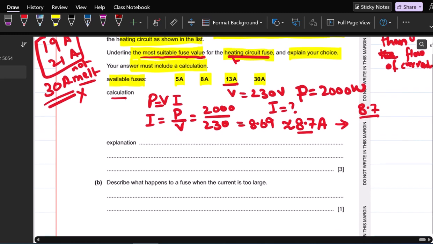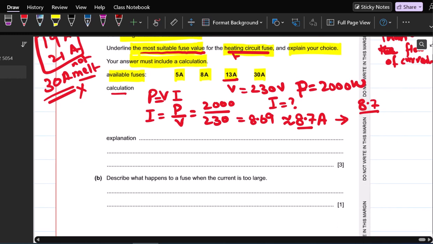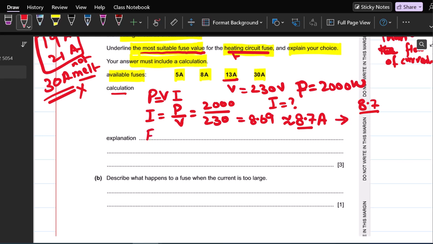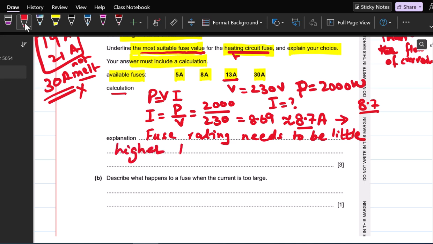So what explanation I would give here: the fuse rating needs to be a little higher than the normal flow of current. This is going to be the answer.